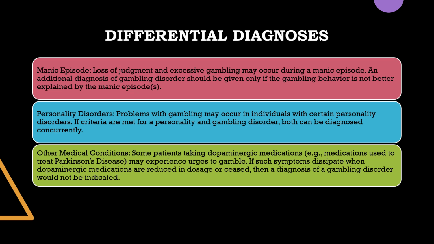And there are other medical conditions. So some patients taking dopaminergic medications, like medications used to treat Parkinson's disease, may experience urges to gamble because it's impacting that part of the person's brain. And so if those symptoms dissipate when the medications are reduced in dosage, or if the person stops the medication completely, then diagnosing a gambling disorder wouldn't apply. So you want to be able to rule that out as well.